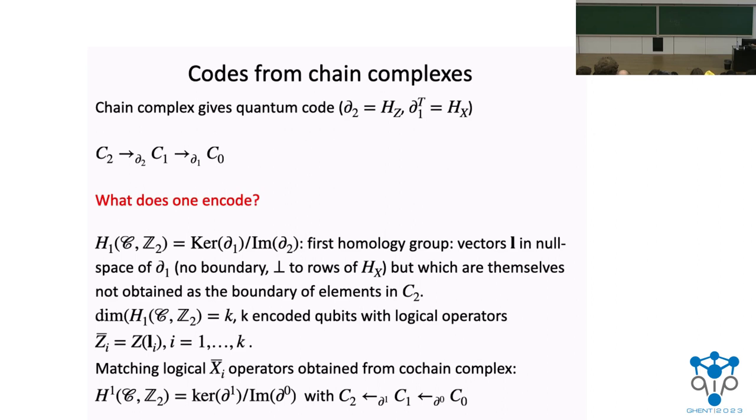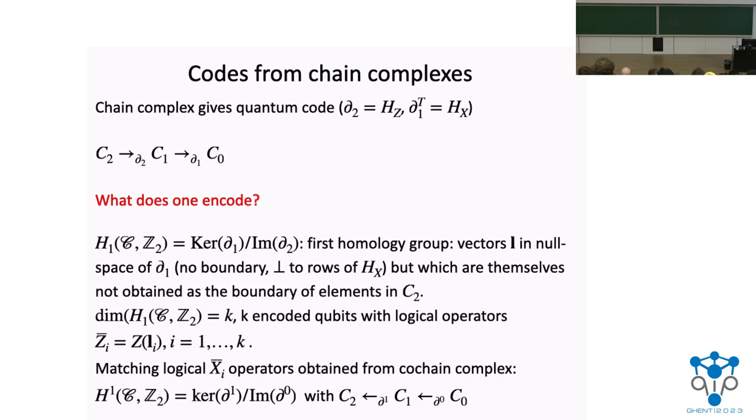So that's what this says. And the dimension of this homology group is then maybe K, because there's sort of K of these loops. For example, for the torus, I have this one and I have that one. And so there are two that are independent, and so I encode 2 qubits essentially. So this relates to the logical operators. In general, if this homology group is k-dimensional, I have k encoded qubits with these logical operators.